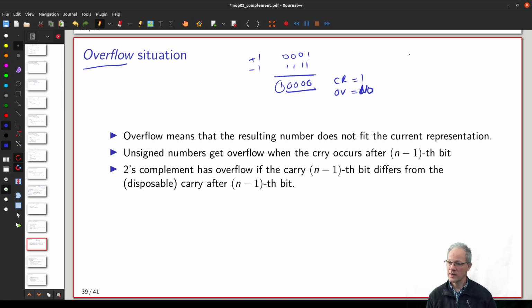Okay, so what if we add 2 large positive numbers? The biggest positive number in 4 bits is 0111, and I'm going to add plus 1, just to see what happens when we are out of bounds. So then the result is going to be 0 here, carry, 0 here, carry, 0 here, carry, and 1 here, and no carry.